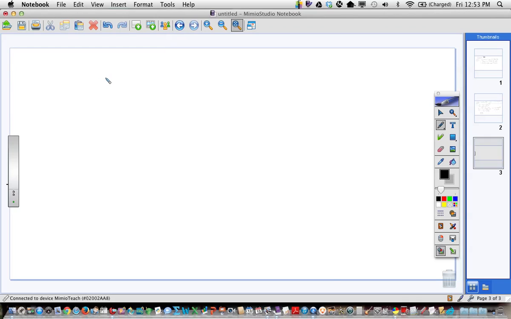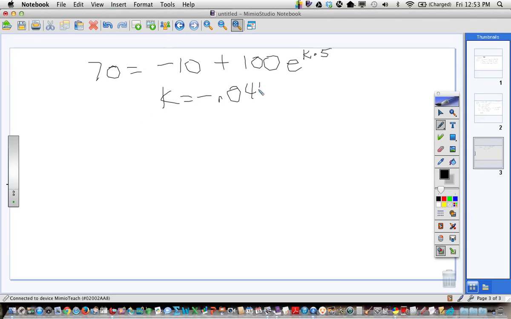All right, and then the last part, part C, wanted to know what K value would keep it at 70 degrees. Was it for 5 minutes? Was that what it was? So then you just do 70, negative 10. Was it outdoors or indoors? Outdoors. So negative 10 plus 100 e to the k times 5, and then you just solve that. Just solve that on your calculator for k. And it was something like negative 0.0446, something, I think. At least that's what I remember last period they were talking about. Okay?